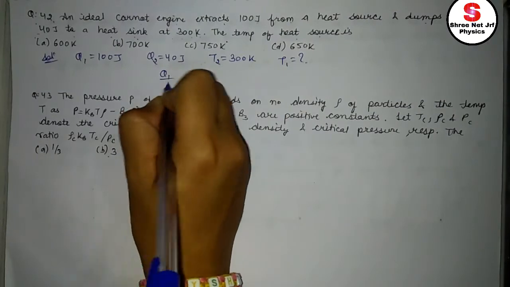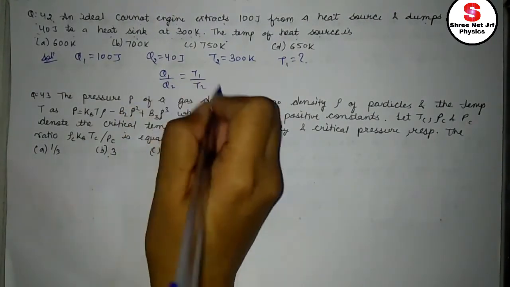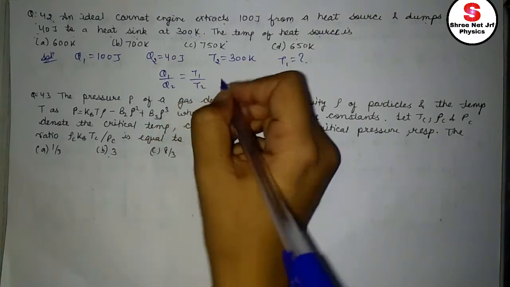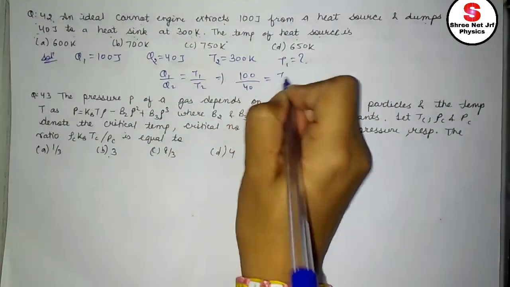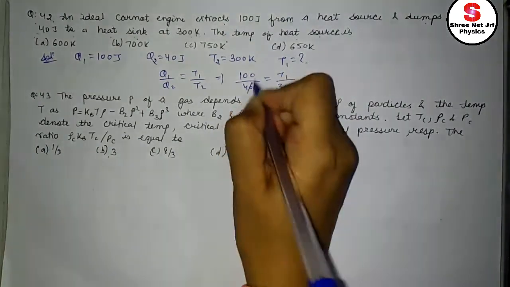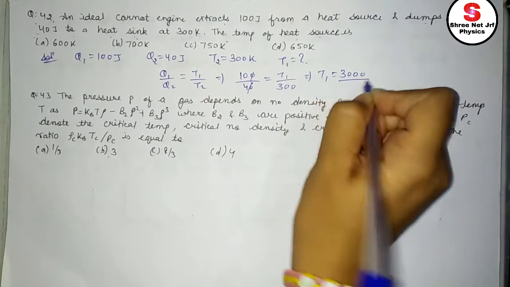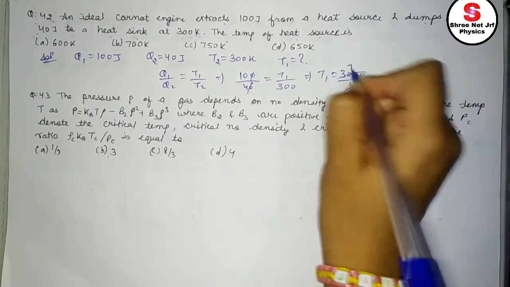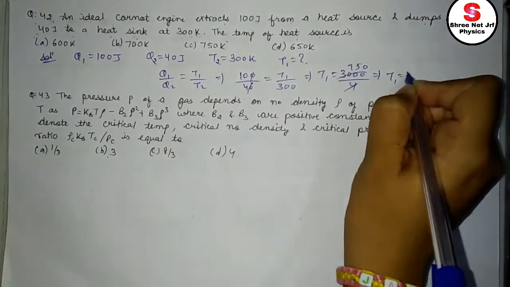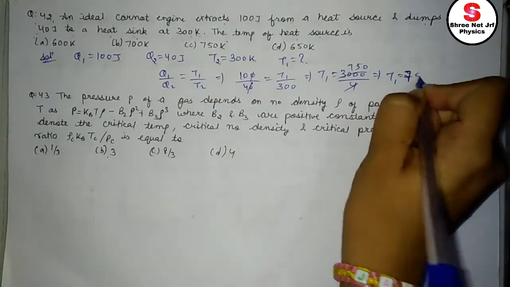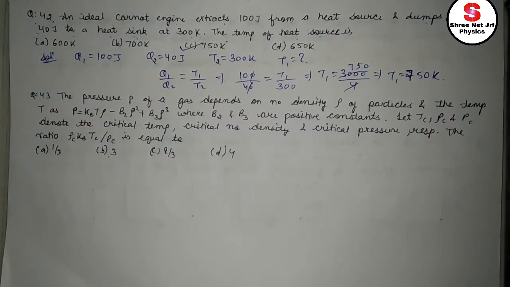Okay, Q1 divided by Q2 is equal to T1 divided by T2. We know this for the Carnot cycle, right? That means 100 divided by 40 equals T1 divided by 300. This implies that T1 equals 3000 divided by 4, 750. Okay, this implies that T1 is equal to 750 Kelvin. So C is our right answer.